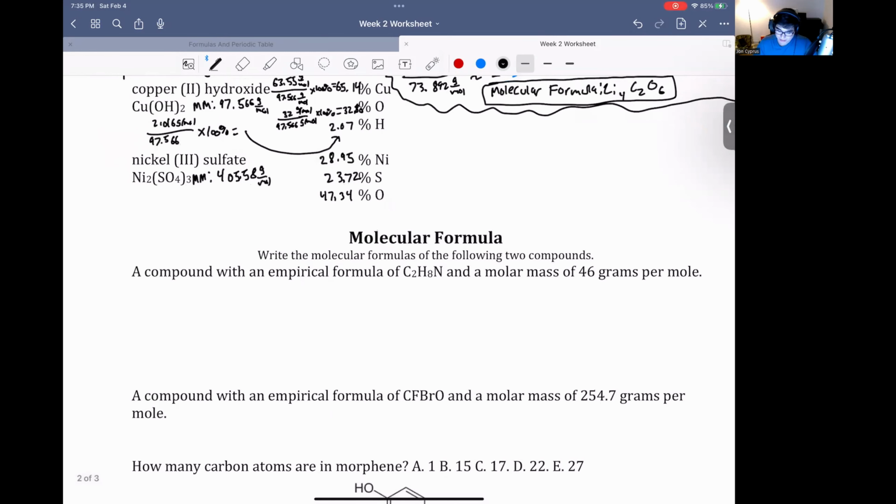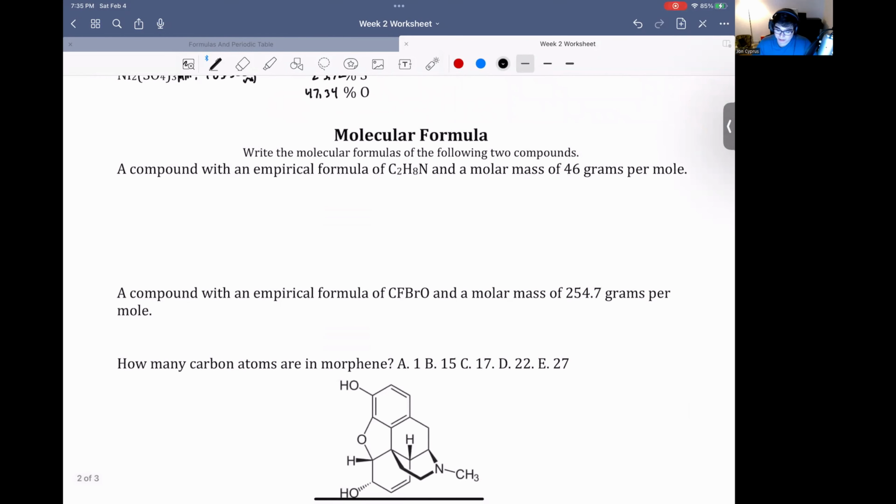All right, next is molecular formula. It says a compound with an empirical formula of C2H8N and a molar mass of 46 grams per mole. So first, let's find the empirical formula mass. The molar mass of this empirical formula, right? 2 carbons, so 2 times 12.01 plus 8 times 1.008 plus 1 times 14.01.